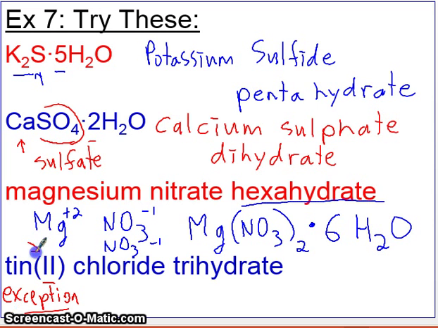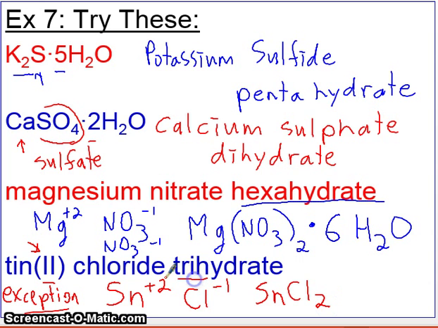So remember that this 2 means the charge, and tin's symbol is Sn, strangely, stannum from the Latin, and then it has a +2 charge. Chloride is just Cl with a -1 charge. So again, we need 2 chlorines for every tin. Let's do SnCl2. Trihydrate, the prefix tri means 3, so we have 3 waters.